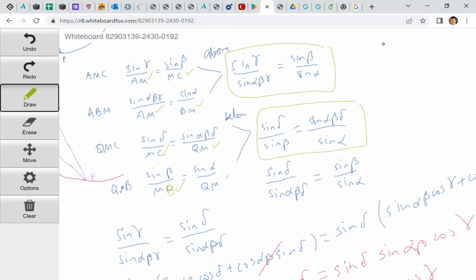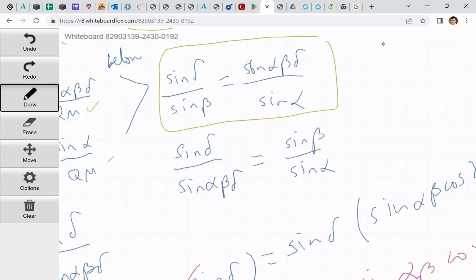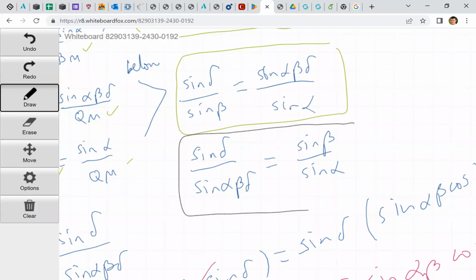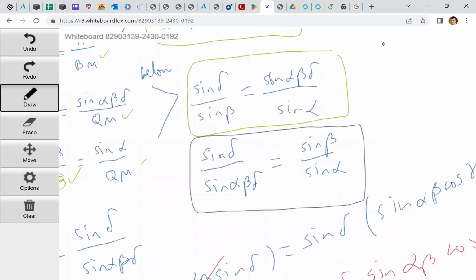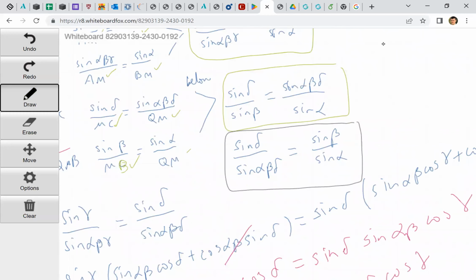So you get gamma equals delta, or they're 180 minus. How do you prove that though? Then you get this, rewrite it, and those two are equal to each other.